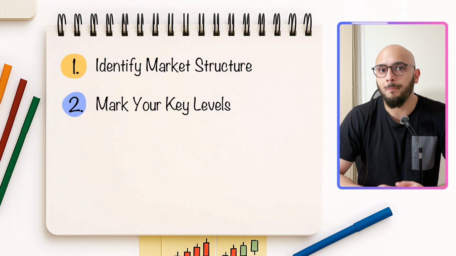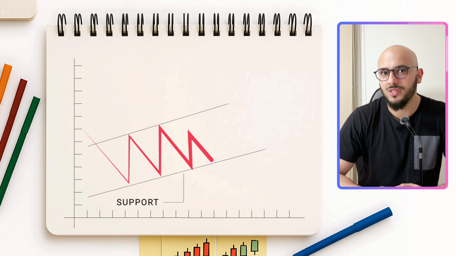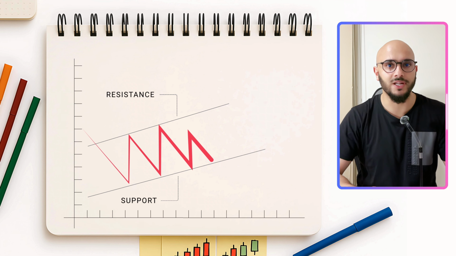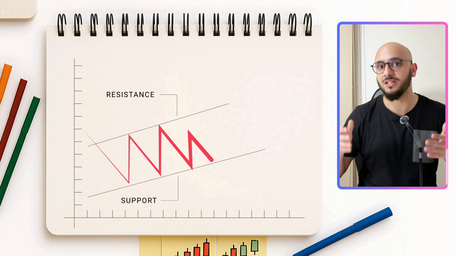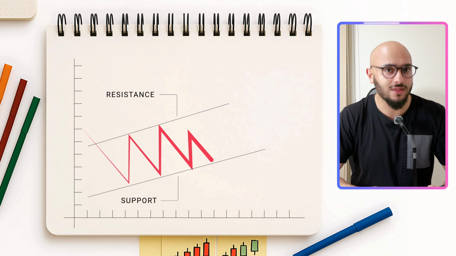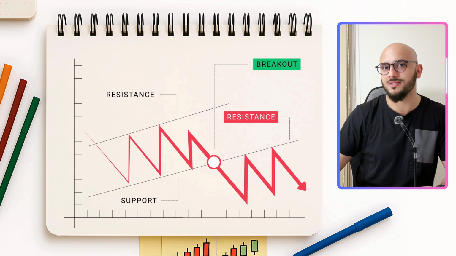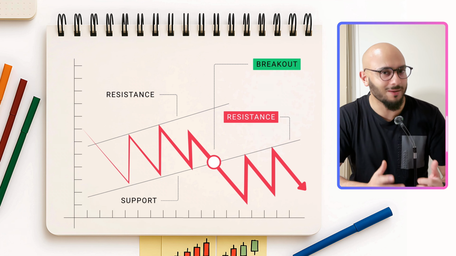Step number 2. Mark your key levels. Next, draw your support and resistance zones. These zones are super important in trading. Understanding them properly can make a big difference in how successful your trades are. No worries if that sounds tricky. In the next video, I will deep dive into support and resistance levels and show you exactly how to find them and why they matter so much. But for now, just keep this in mind. In a downtrend, old support often becomes new resistance, and that's usually where sellers jump back in.